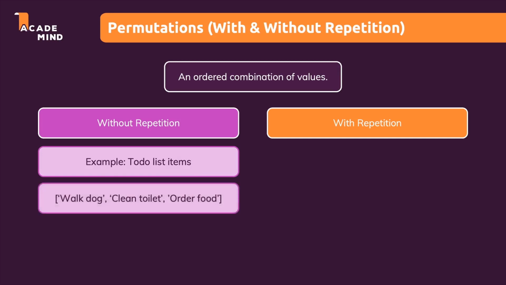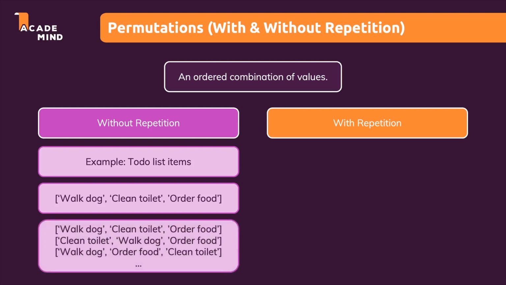You need to walk the dog, you need to clean the toilet, and you need to order some food. Now, these are your 3 tasks for the day. Maybe you already have a clear order in which they need to be done, but technically there are a bunch of possible combinations. You can first walk the dog, then clean the toilet, and then order food.